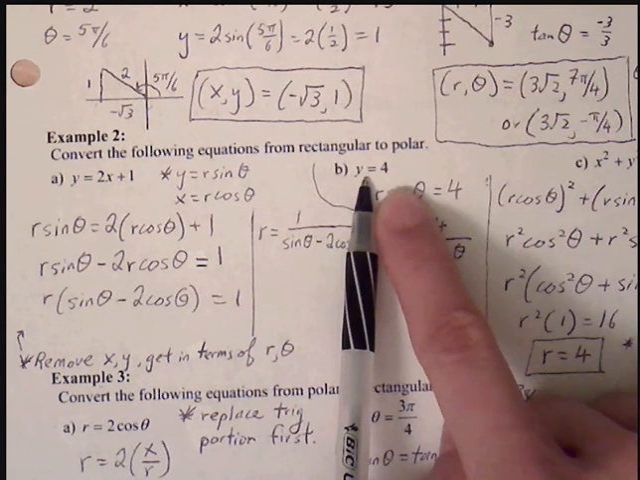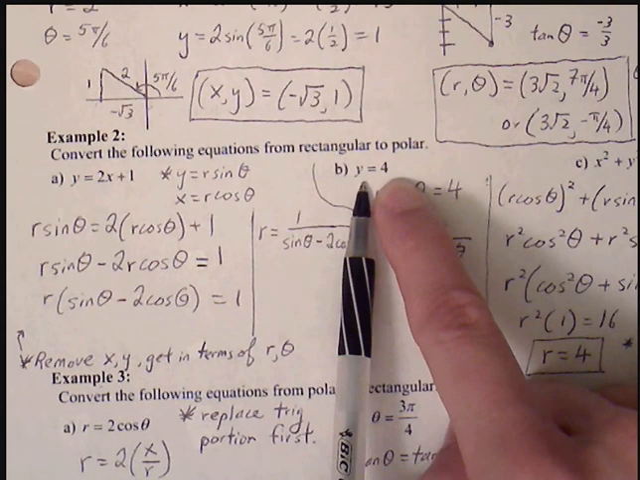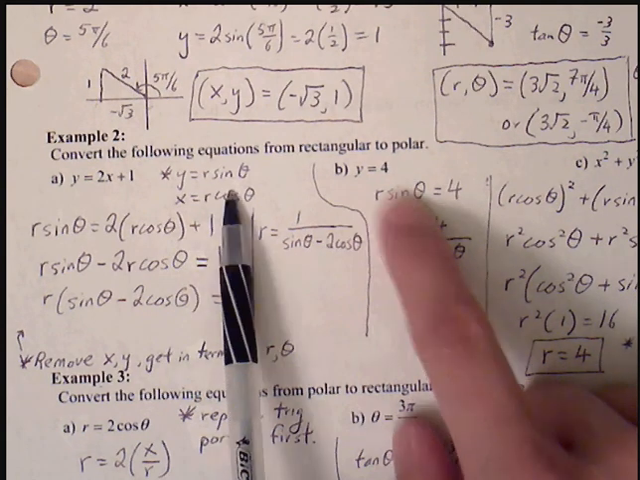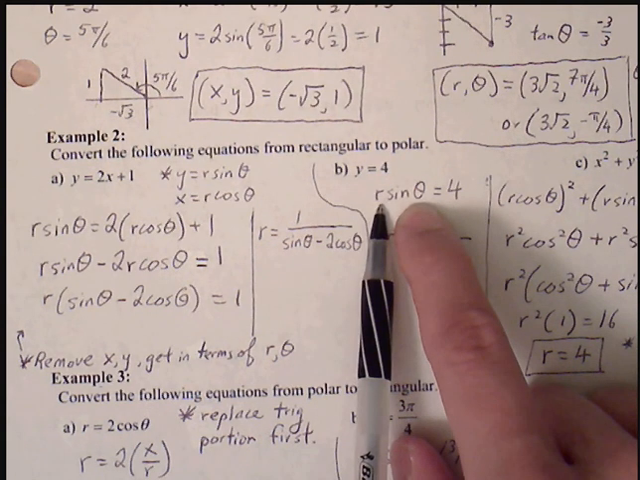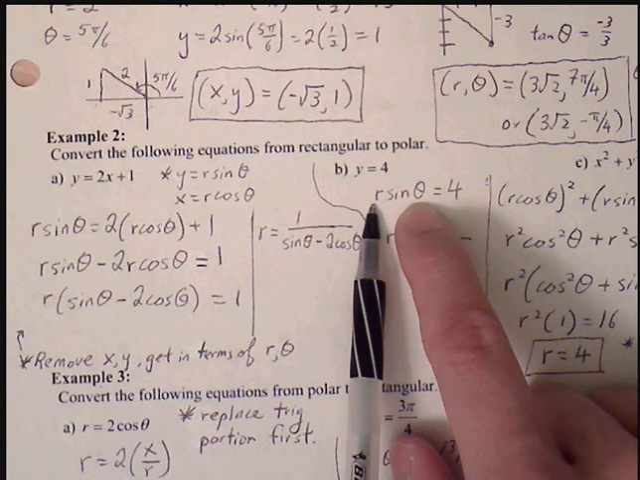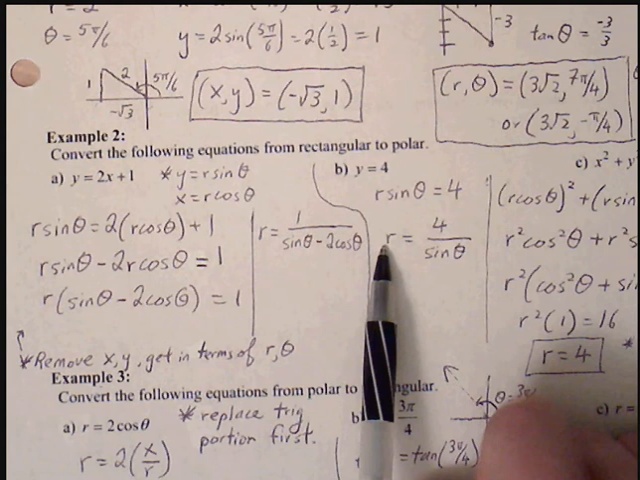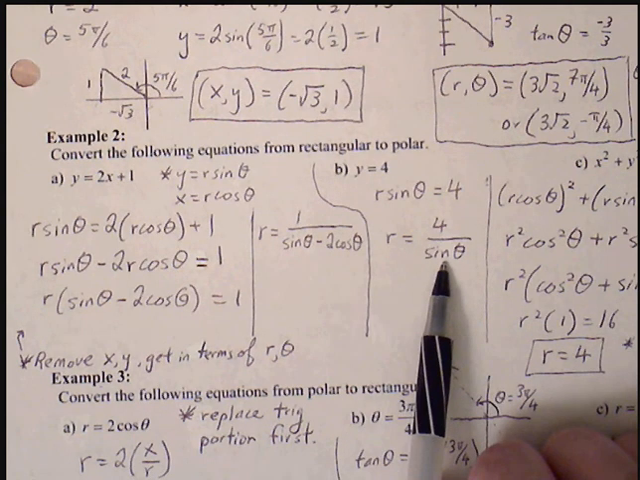Okay, another one that we need to convert from rectangular to polar, y is equal to 4. Well, we know y can be represented as r sine of theta, so r sine of theta is equal to 4. We want to solve for r if we can, so divide by sine of theta. And when we do that, we get r is equal to 4 over sine of theta.